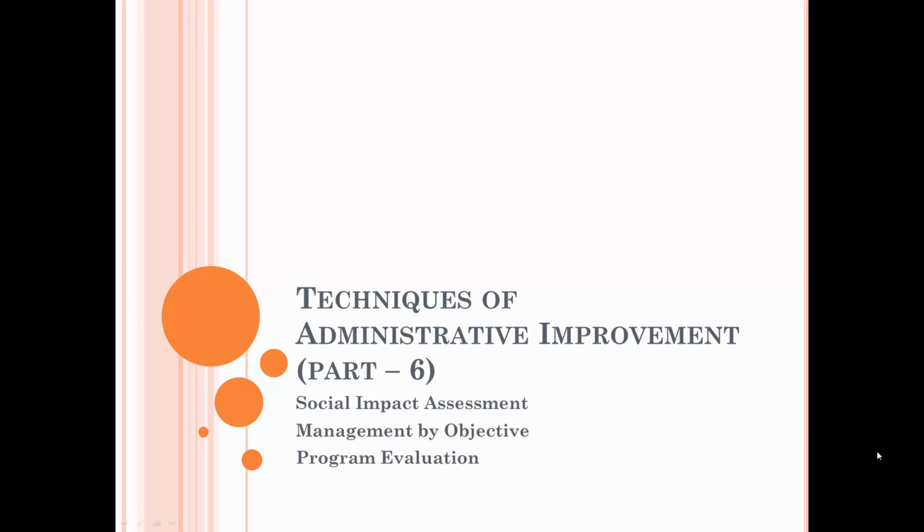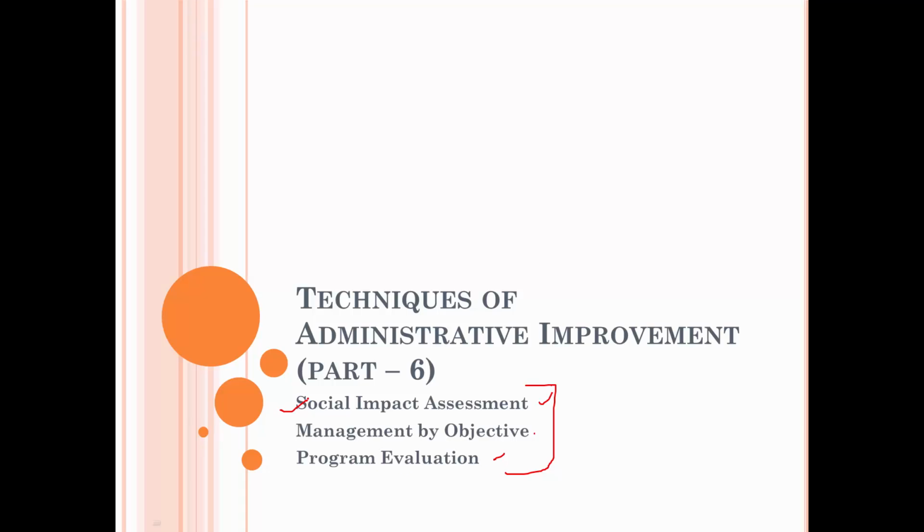Hello friends, this is the sixth video on techniques of administrative improvement, and in this particular video we are going to discuss social impact assessment, management by objective, and program evaluation. These three topics are not directly given in your syllabus, but they are part of the hidden syllabus. Questions come from them indirectly in the techniques of administrative improvement. So we will see these three one by one.